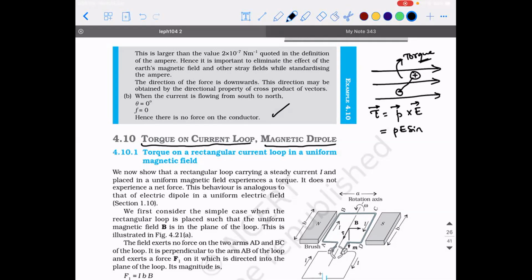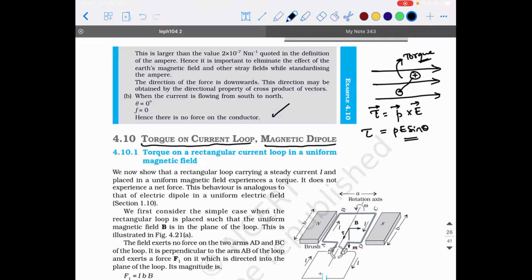That is right. It can also be written as P E sine theta when you write it in terms of magnitude, where P stands for what? Electric dipole moment. E stands for electric field, and theta stands for the angle between the dipole moment and the electric field. This is a known fact.